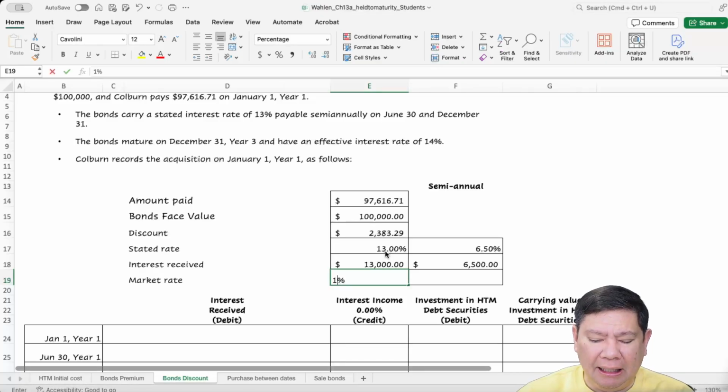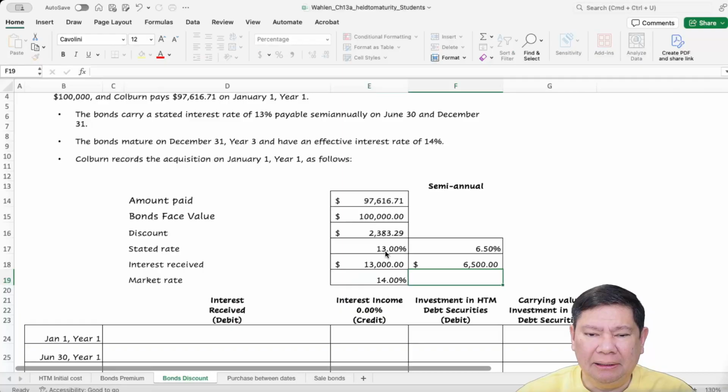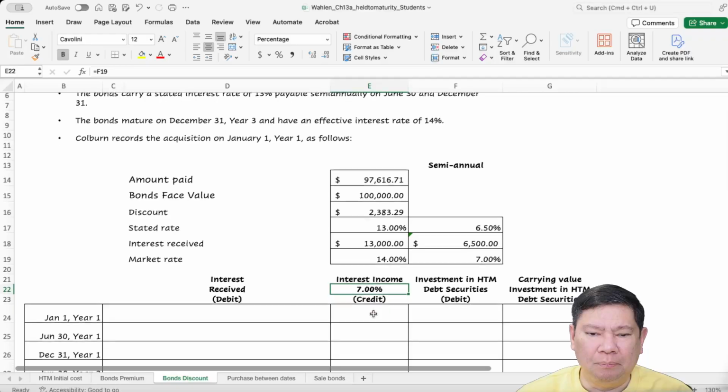The market rate is 14%. If we divide by 2, we get 7%. That's what we are going to use to calculate our interest income.